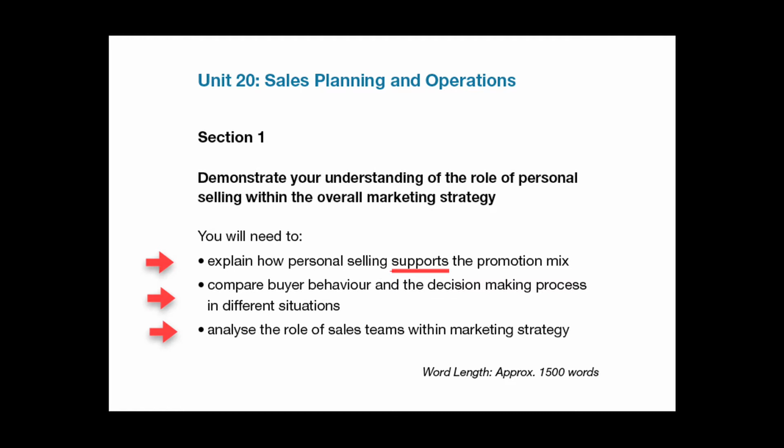Bullet point 3, I think you need to think here about the different roles a sales team or individuals within the sales team might need to perform, and look at how these might change with different products and within different organisations. And also think about how these different roles, which could include customer support, key account management, technical support, or perhaps sales negotiation, fit within the company's overall marketing strategy.